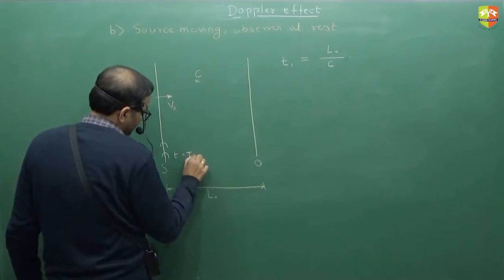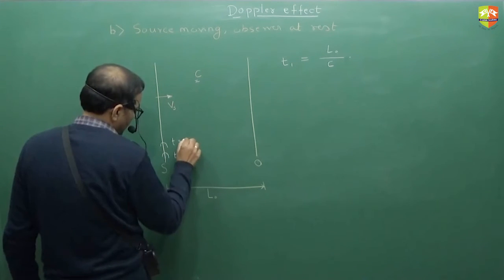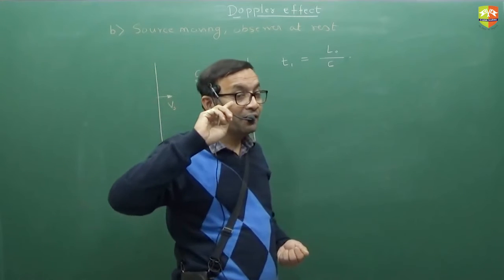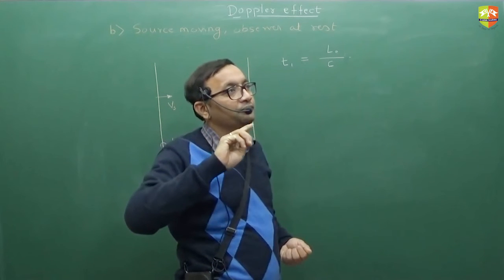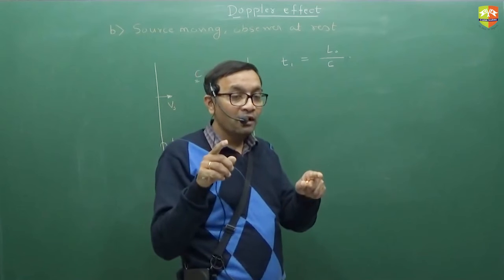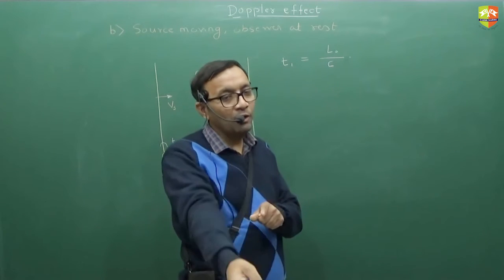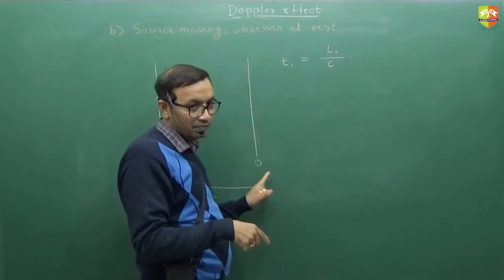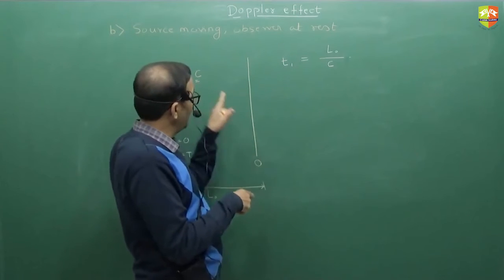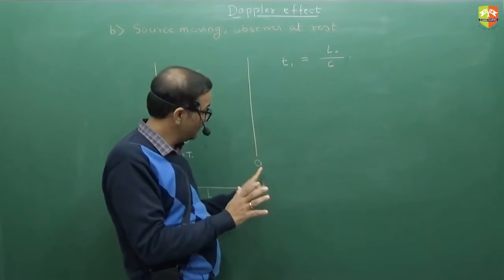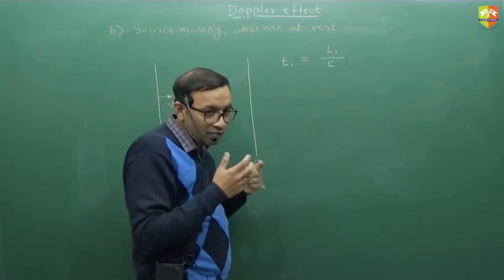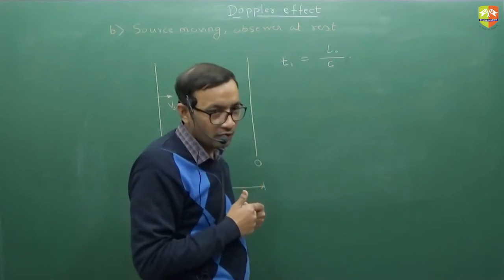Sir, then in the previous case also the speed of sound is the same, right? Correct. In the previous case, the relative velocity was taken between the sound and the observer. Observer is observing that sound, but now the observer is at rest. So the relative velocity between sound and the observer is the speed of sound only. Observer has zero velocity. The sound is reaching the observer, not the source. Got it?